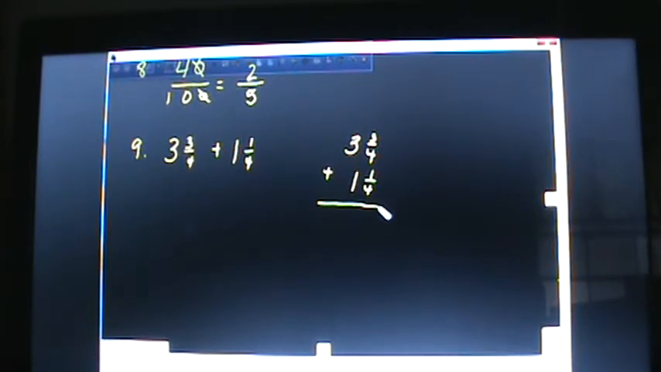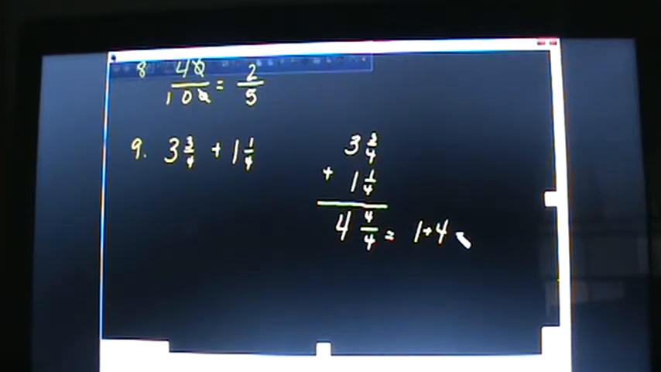Okay, so I'm going to add my numerators first. 3 plus 1 is 4. My denominator is 4. Now I'm going to add my whole numbers. 3 plus 1 is 4. Well, 4/4 equals 1. So now I have 1 whole plus the 4 whole that I have. So my answer is going to be 5.